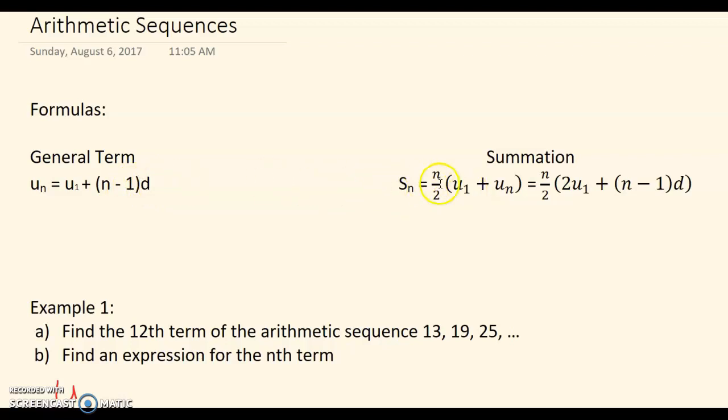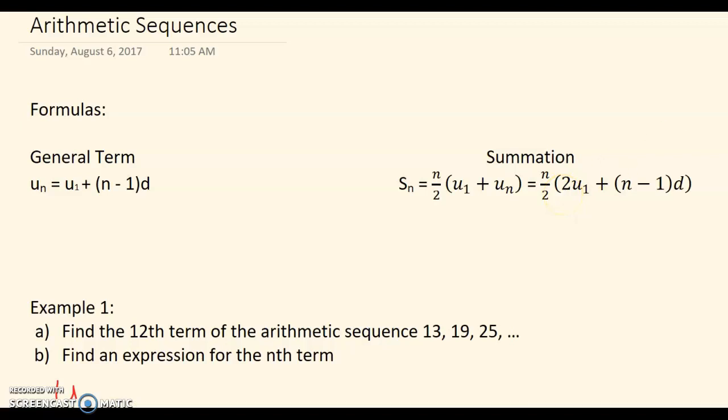And then over here we have our summation formula. Both of these are on the formula sheet and it's written this way, but in reality they're the exact same thing. If you replace this u sub n with this right here, and substitute that in, you'd get this expression. So they're the same thing.